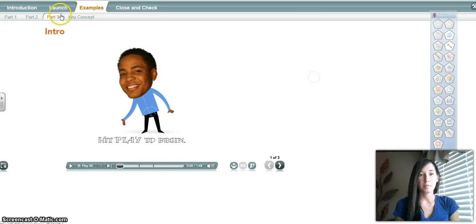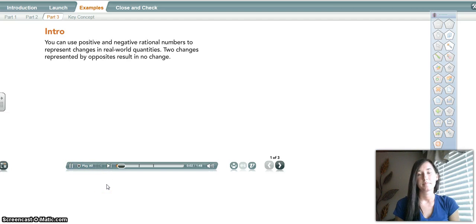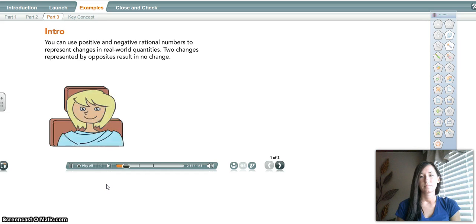Alright, part 3 of our lesson discusses opposites, which should be probably the most familiar concept to you out of the 3 concepts we've talked about this lesson. You can use positive and negative rational numbers to represent changes in real-world quantities. 2 changes represented by opposites result in no change.